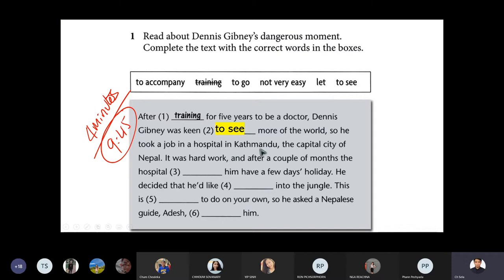It was hard work, and after a couple of months, the hospital, what is it? Let him have a few days holidays. He decided that he liked what? To go into the jungle. This is not very easy to do on your own. So he asked a Nepalese guy, Aldesh, to accompany him. Okay, so we can continue to the next one.